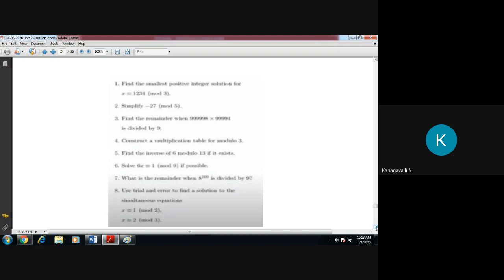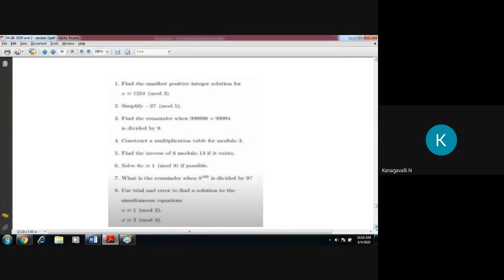I'm just dictating. If you didn't see clearly, please write this. First, find the smallest positive integer solution for x congruent to 1, 2, 3, 4 mod 3, right? In the second one, simplify minus 27 mod 5. Then the third one, find the remainder when 599991 is divided by 9, right? Actually, it is a 6-digit number.